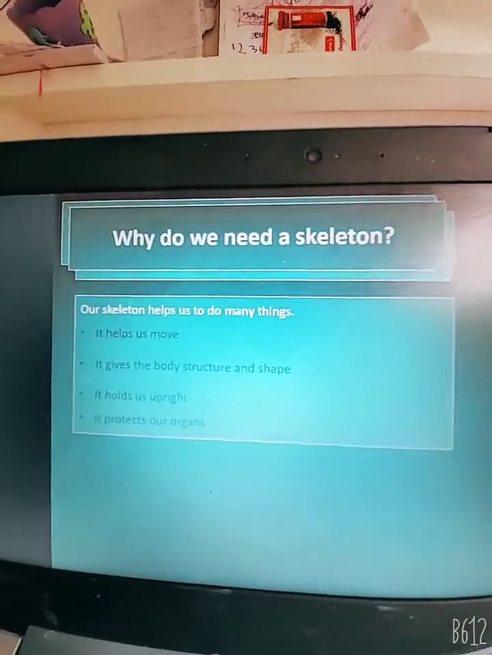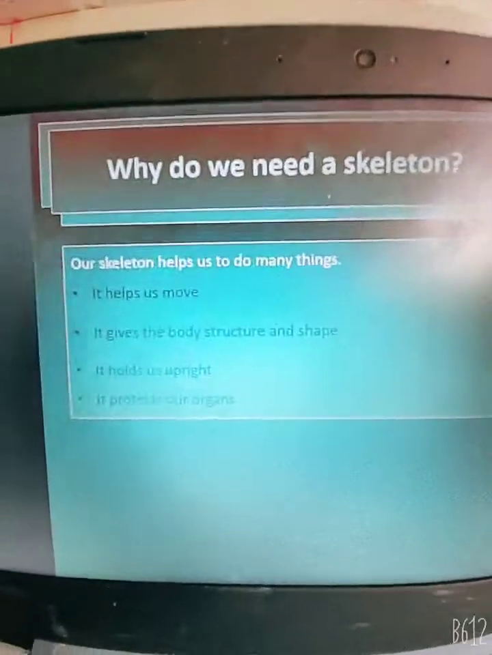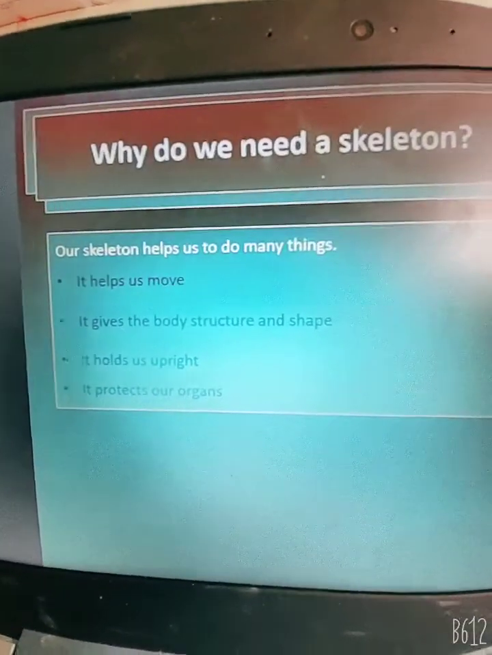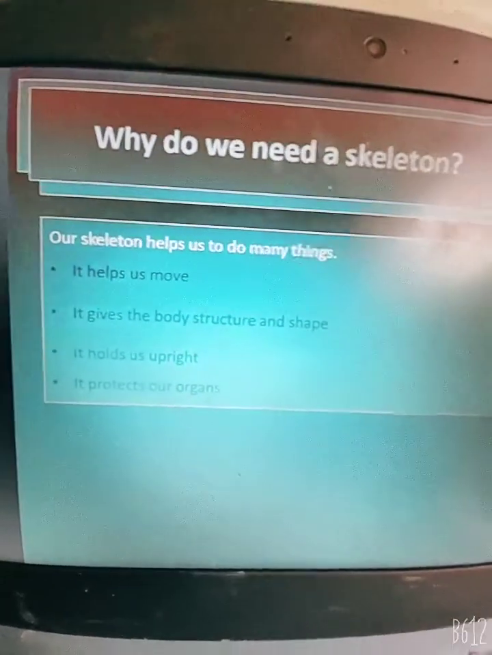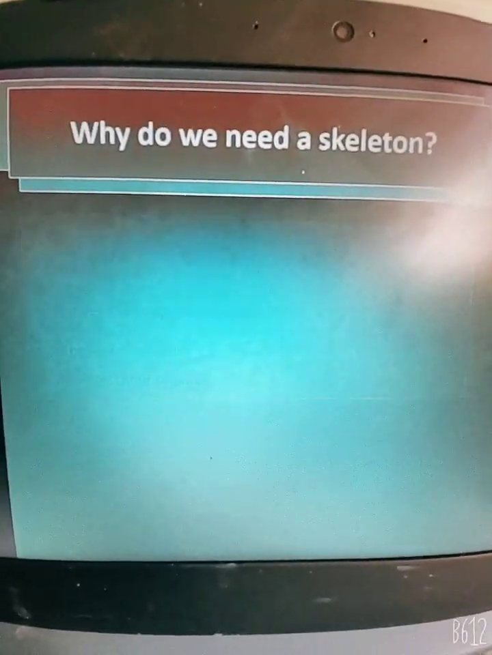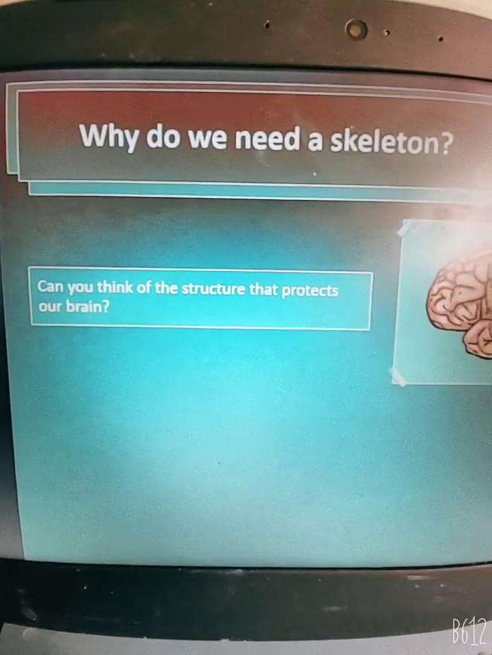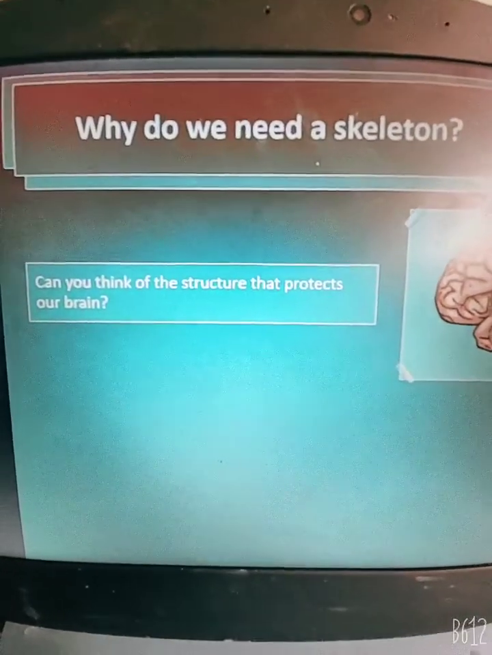Why do we need the skeletal system? That is important, isn't it? What are the things that it can do? It helps us move, it gives the body structure and shape, it holds us upright, and it protects our organs. So can you think of what structures can protect our brain?